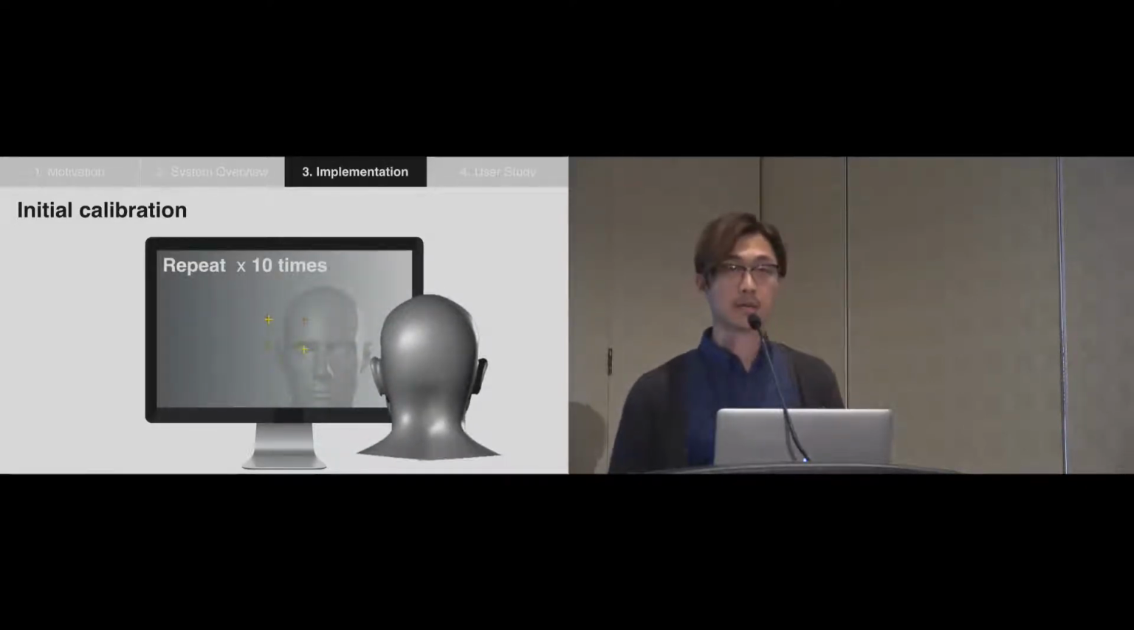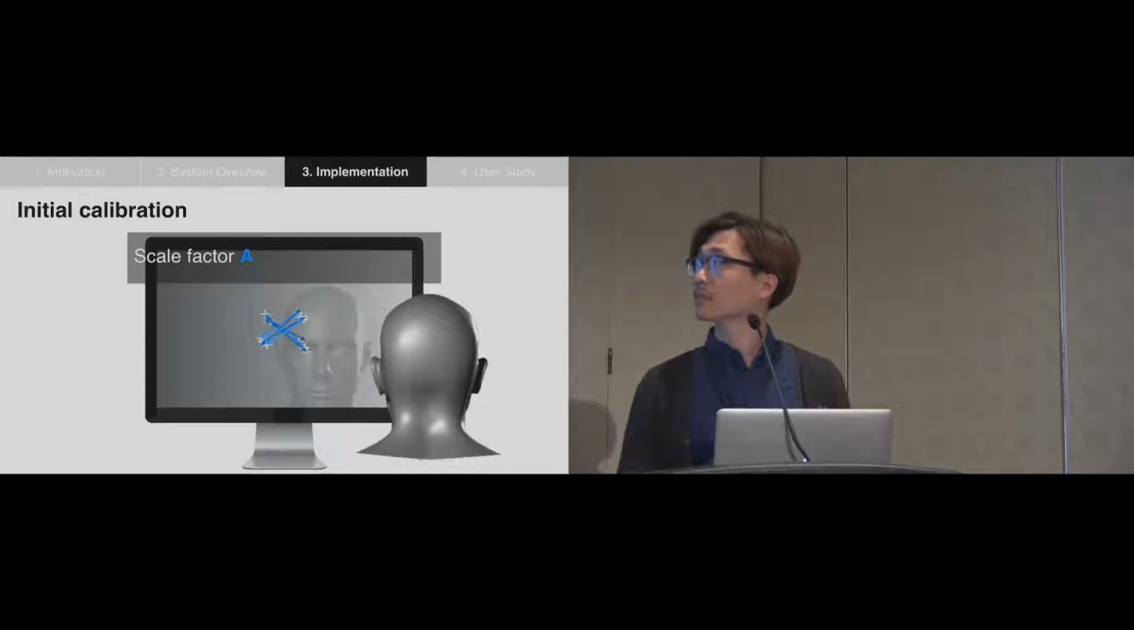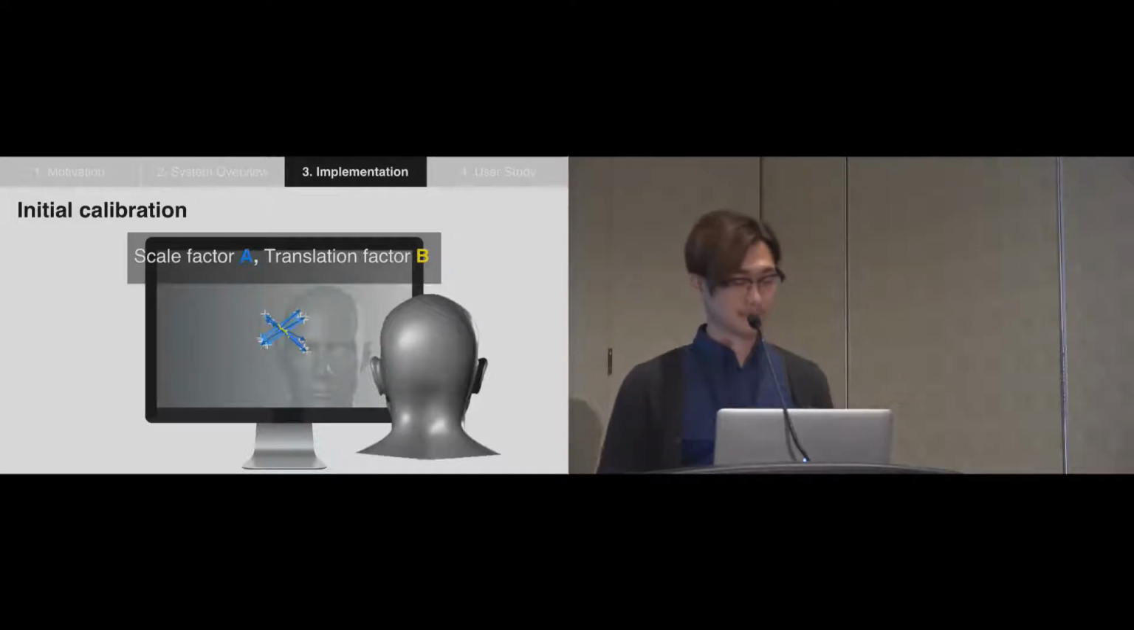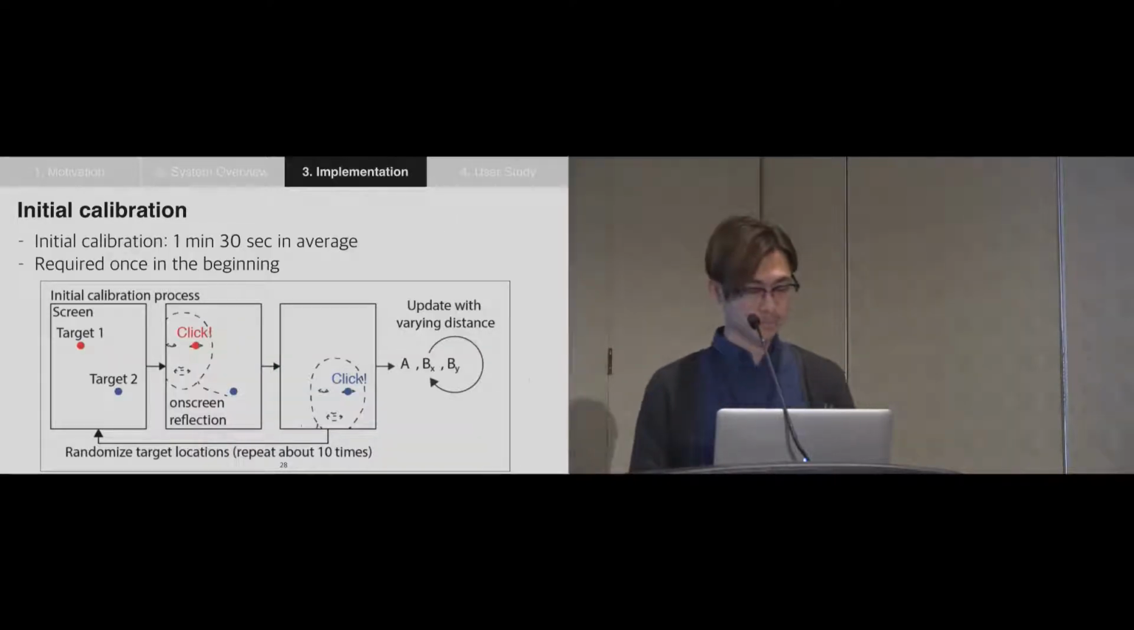After repeating this about 10 times, the system calculates the scale factor and translation factor based on this user's input. With these factors, the captured image can be transformed to match the user's reflected image. This process took about 1.5 minutes on average and is required only once in the beginning.